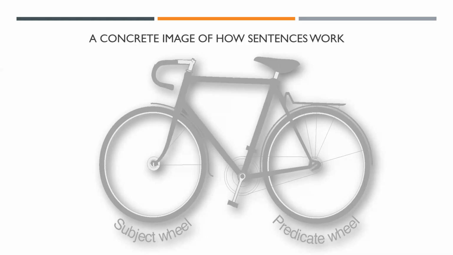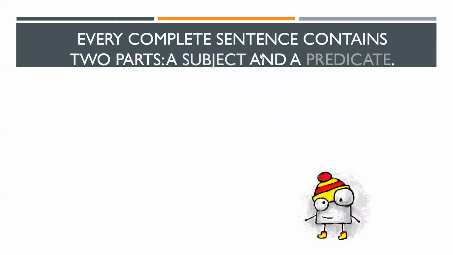So you can draw on your previous knowledge of verbs in English. For example, verb 1 would be simple present, and verb 2 would be simple past, and so on. So we need to review all about the sentence structure here. As I said before, every complete sentence contains two parts, a subject and a predicate.